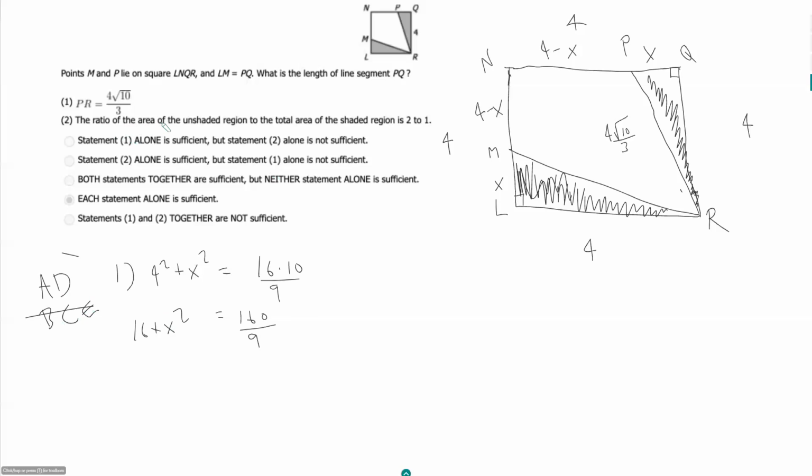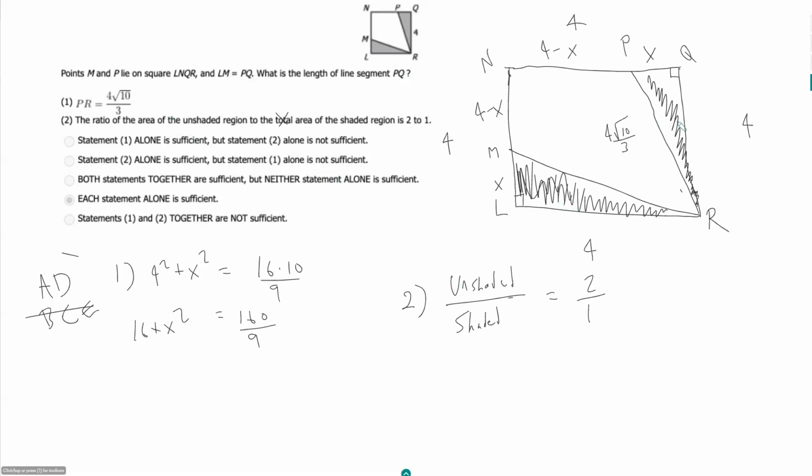Statement 2 says the ratio of the area of the unshaded region to the total area of the shaded region, not the total area of the square, just the shaded region, that's totally confusing, is 2 to 1. So what are they saying here? They're saying our unshaded area to our shaded area, and what's our shaded area? Our shaded area is really just our triangles, is equal to 2 over 1.